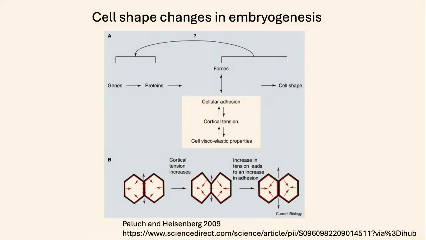So when we are thinking of these shape changes in the context of embryogenesis, we were talking a lot about the forces which are involved. These forces are combinatorially expressed by adhesion, tension, and viscoelastic properties of the cells, which give rise to the cell shape change.